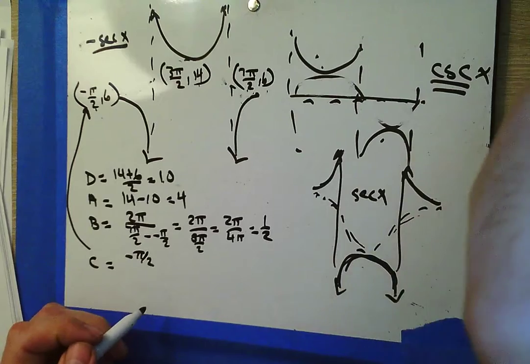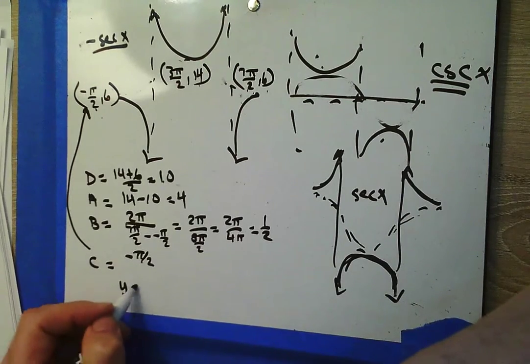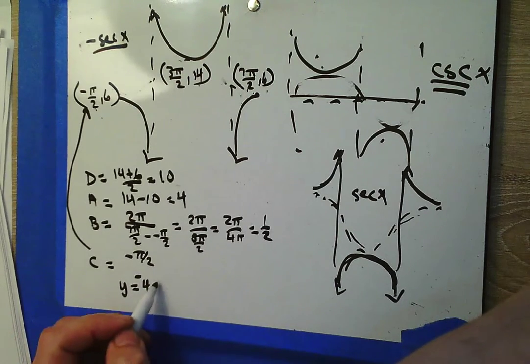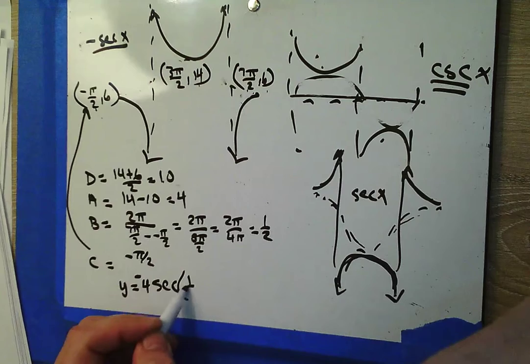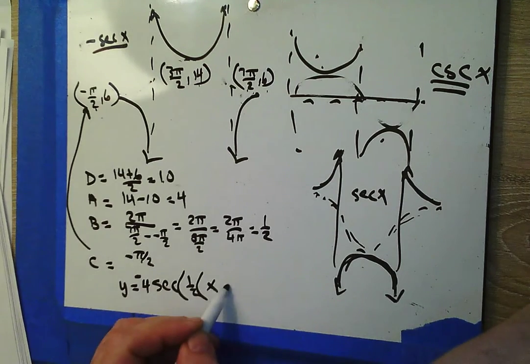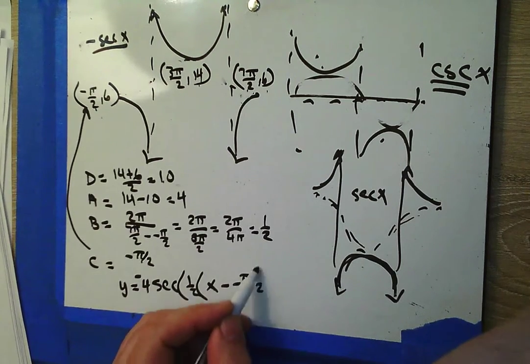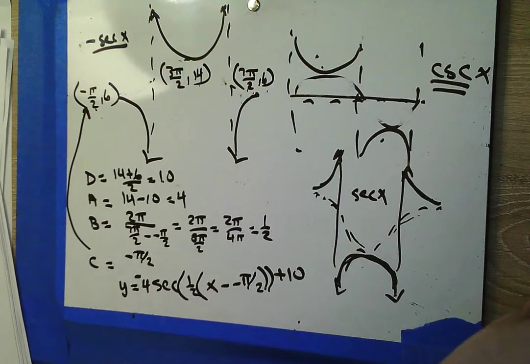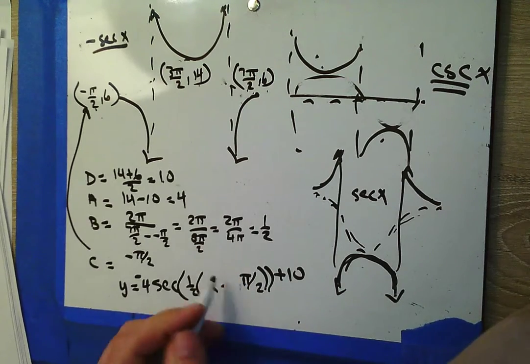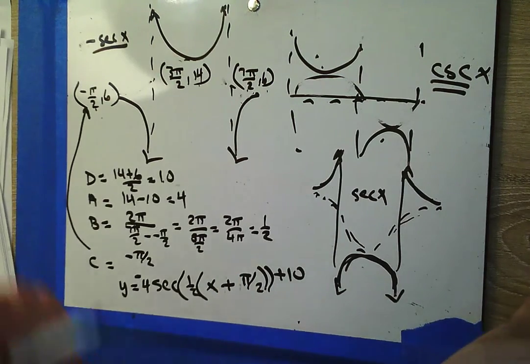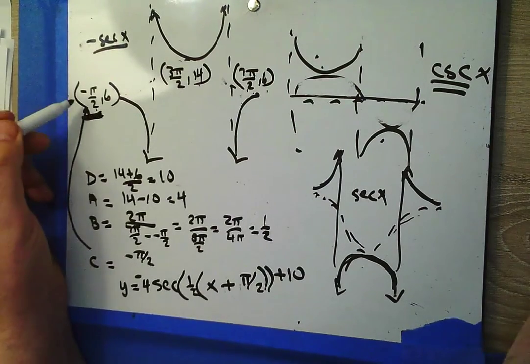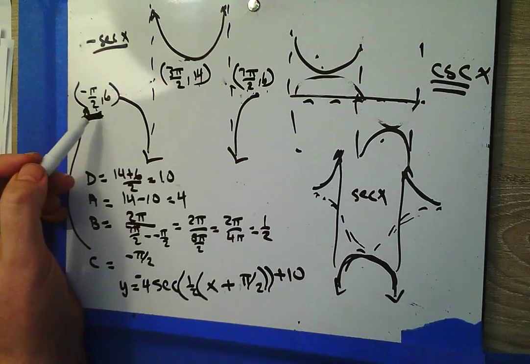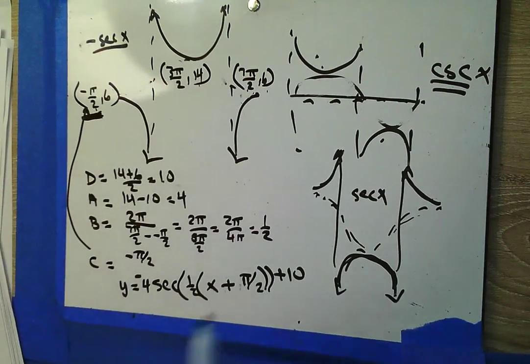So my equation for this secant graph is y equals 4, negative 4, because it's a negative secant, parentheses 1/2, parentheses x minus a minus pi over 2, close parentheses, plus 10. Yes, you're more than welcome to rewrite this as plus pi over 2, and that might make more sense to you to say, oh look, I'm shifting left pi over 2, which is why this is starting at negative pi over 2. Okay.